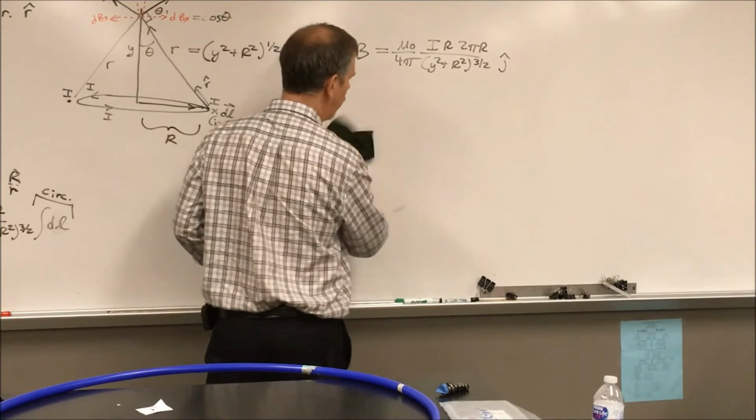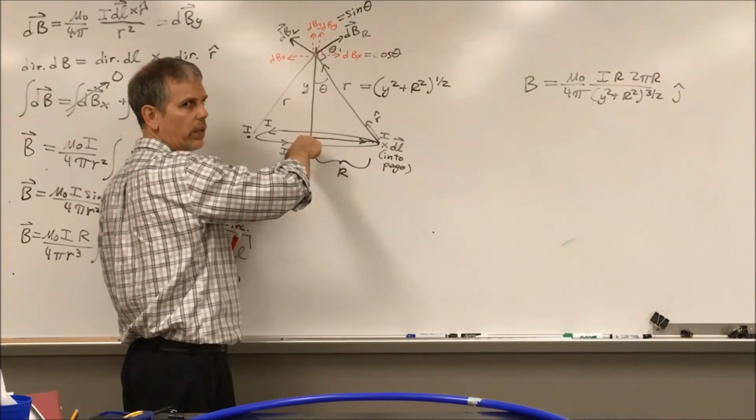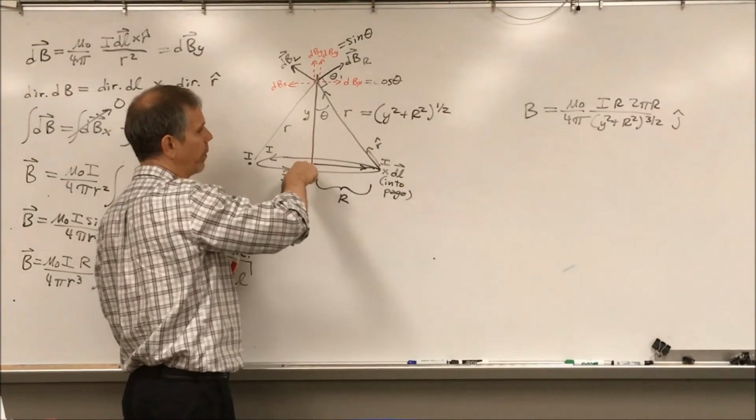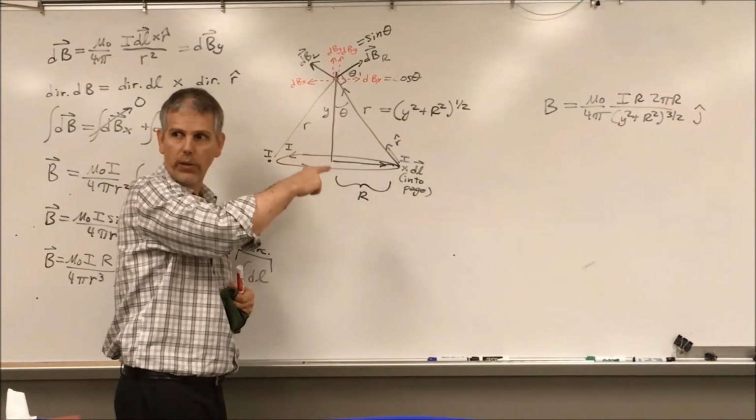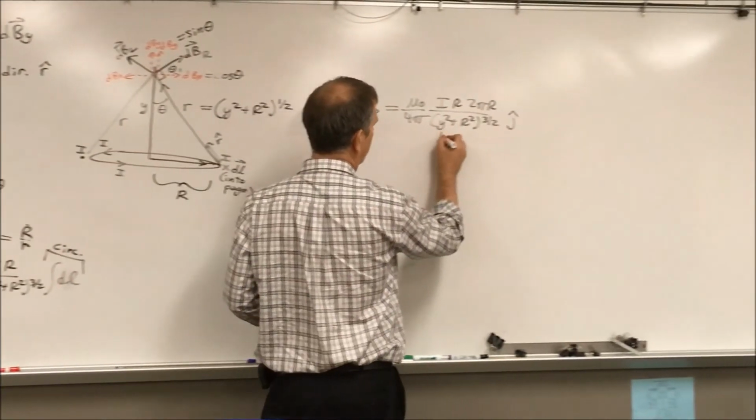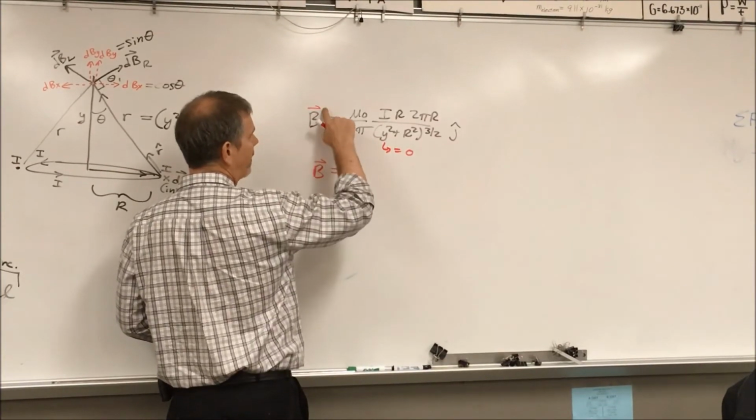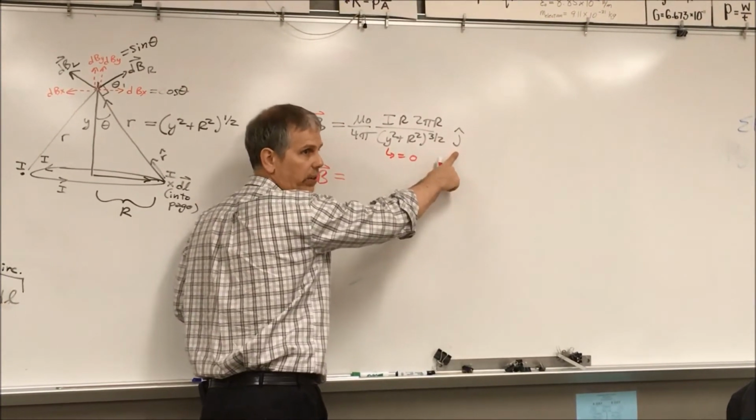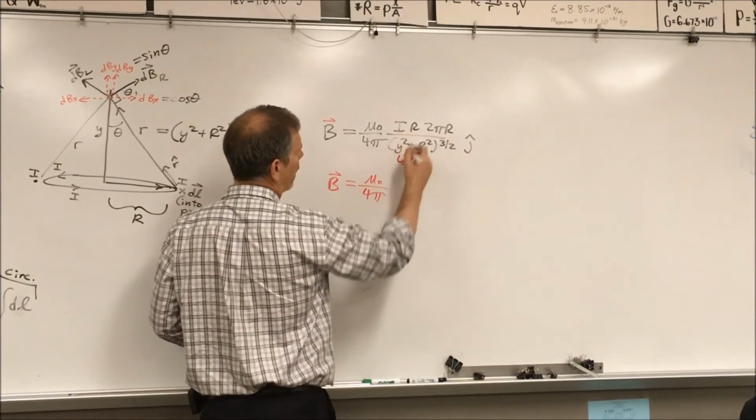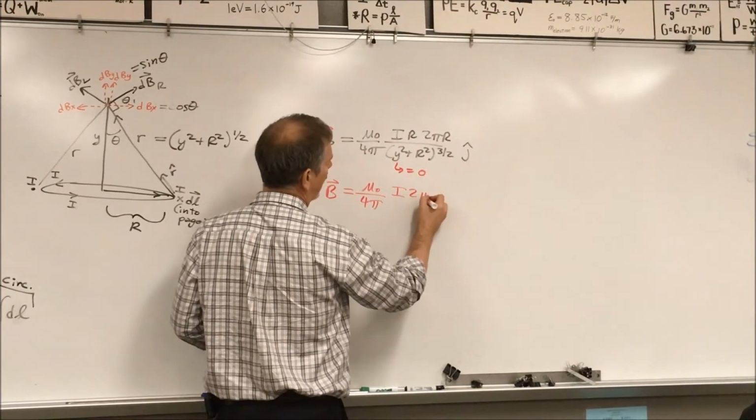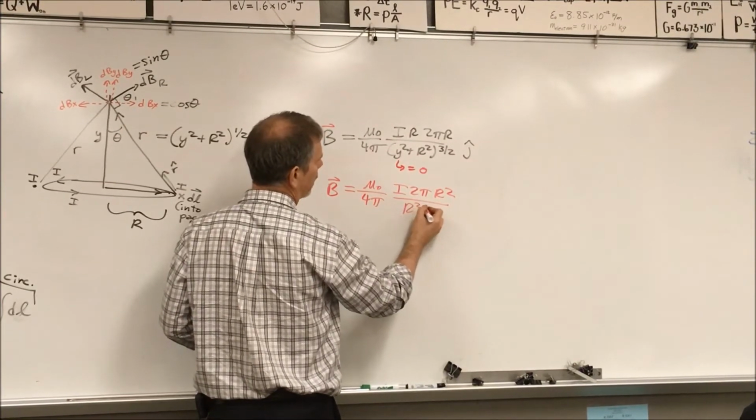Okay, well, let's do this. What if we take this and we move it down to the center, and we put this point right there? What does y equal? 0. Because we bring it down, y gets smaller and smaller. So this equals 0. So then B, which is a vector because it gives it direction, equals mu naught over 4 pi, I times 2 pi r squared, over r squared to the 3 halves.